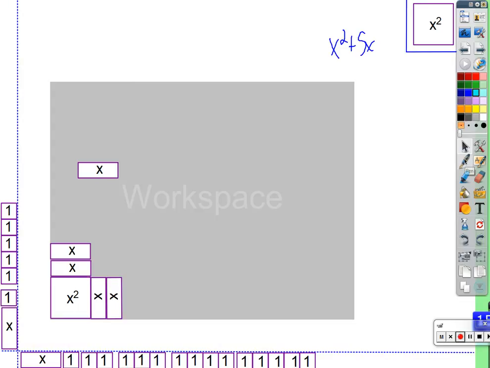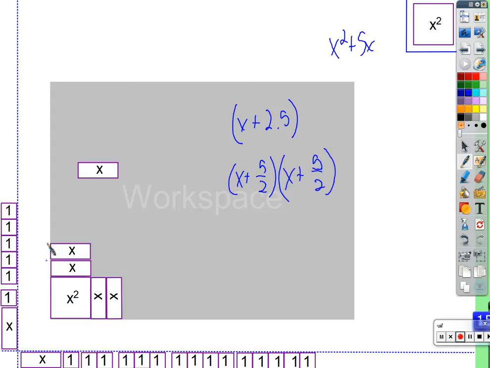But at least that shows me what my factors have to be. This side right here would have to be x plus 2.5, or x plus 5 divided by 2. And the other side would be the same. These two sides will always be x plus half of however many x's I started with. So when we multiply this out, we get x squared plus 5 halves x plus 5 halves x plus, where are we going to get this last number? Where does that come from? We've multiplied binomials together before, right? Lots of times. So where is this number going to come from?